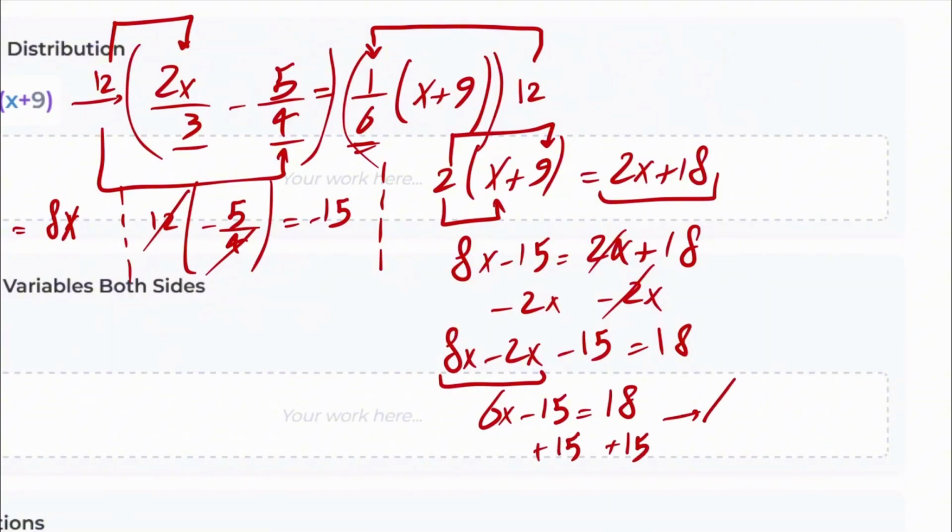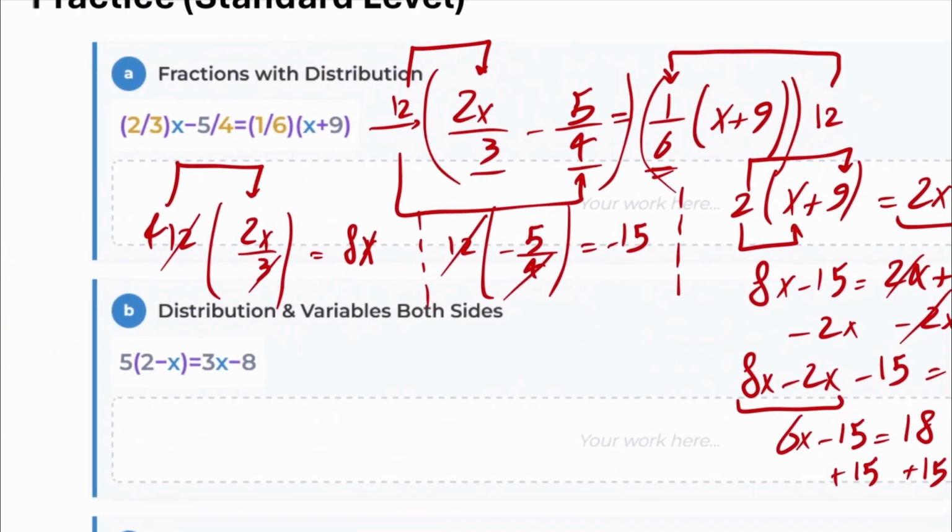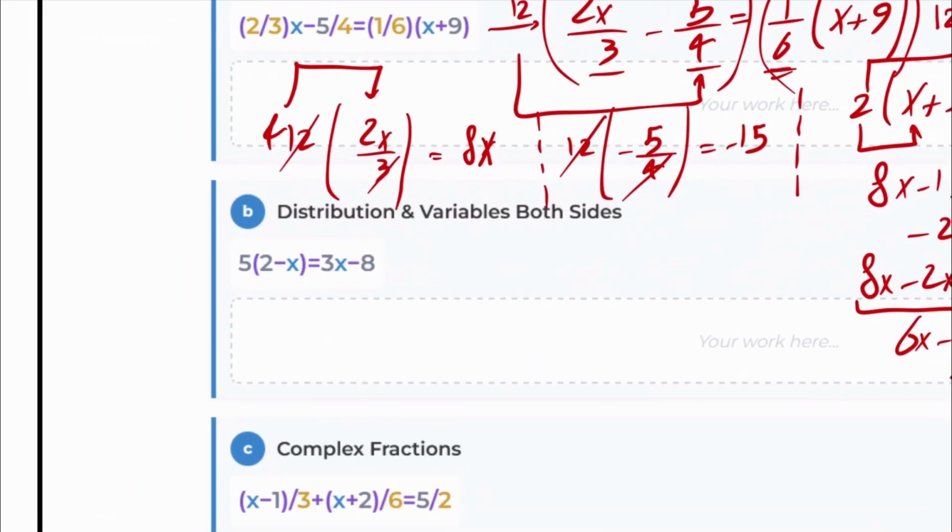So I do have 6x equals to what? 30. So x is equal to what? Equal to 5 itself. And if we use this 5, we see that the left side of the equation is going to be the same as the right side.